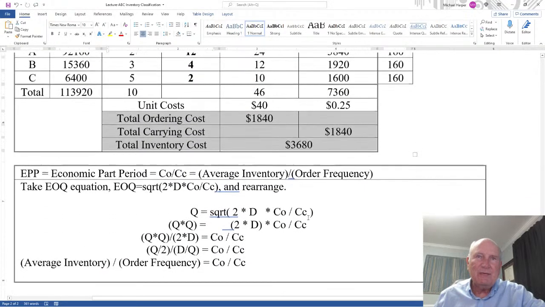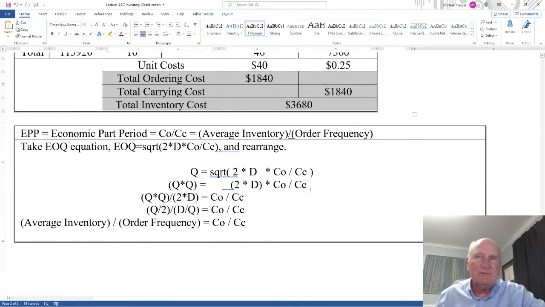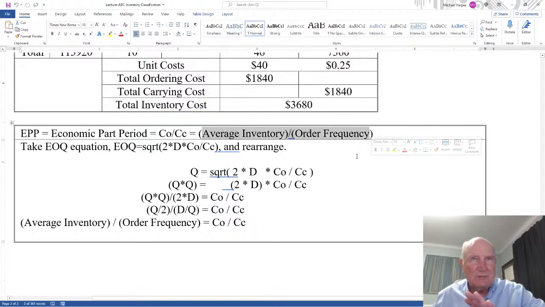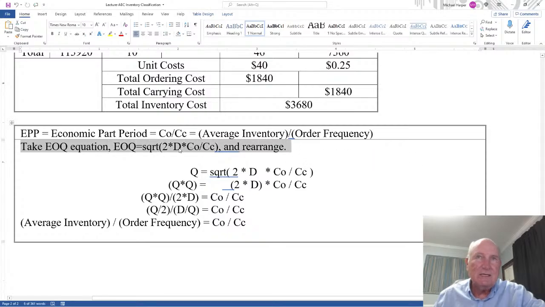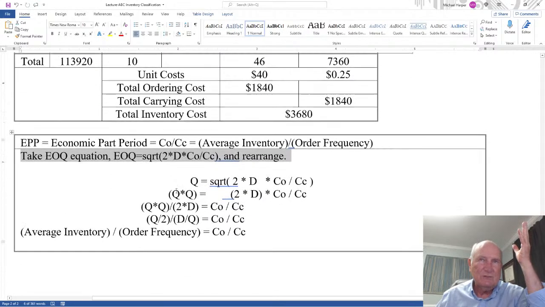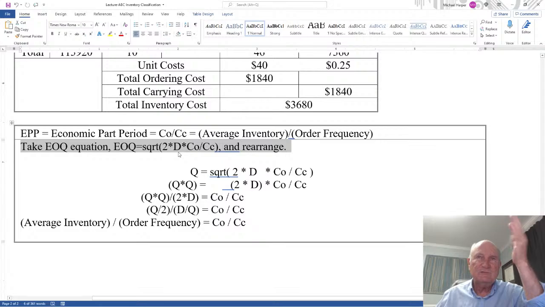Let's look at the EPP. The EPP carries a lot of information. The EPP, economic part period, the ordering over the carrying cost, is the same as the average inventory over the order frequency. Let me illustrate this. Take the EOQ equation, which is the square root of 2 times D times C sub O over C sub C. Now this D is the demand. And the D could be a demand of items, or it could be the demand of dollars. And so instead of D, I could put M in there for usage. The demand could be in units of items or in units of dollars.